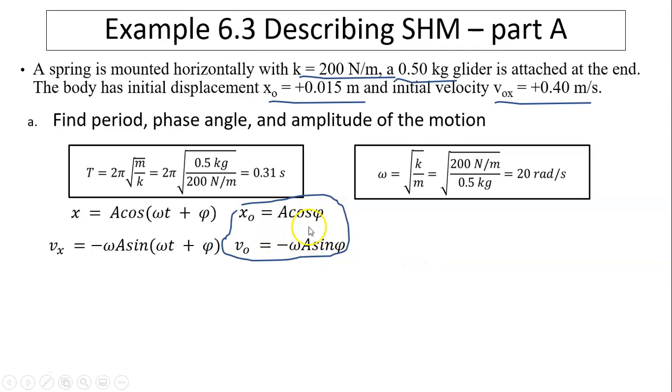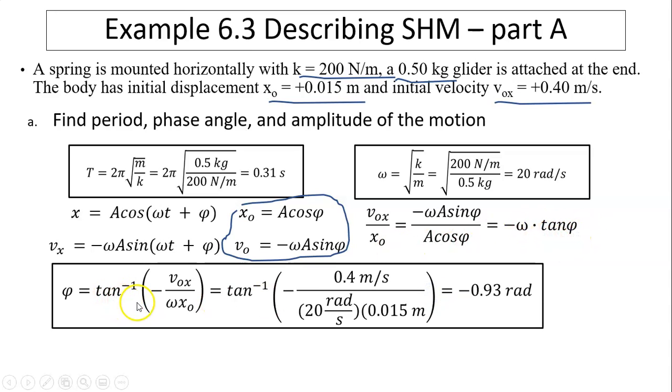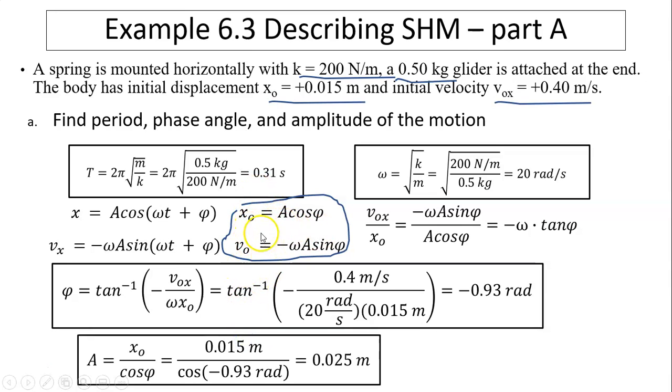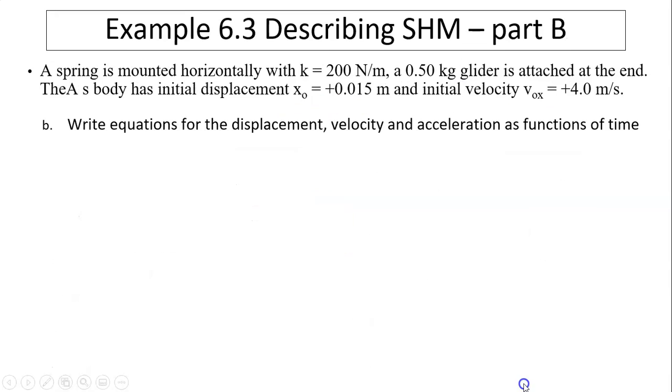I chose to divide these. When I divide, I can get rid of A, so the only thing I don't know is phi. Then I can find phi using inverse tan. Substitute all the numbers. Once I know phi, I can find A by just substituting into either equation. If I choose the first one, I get A equals 0.25 meters.